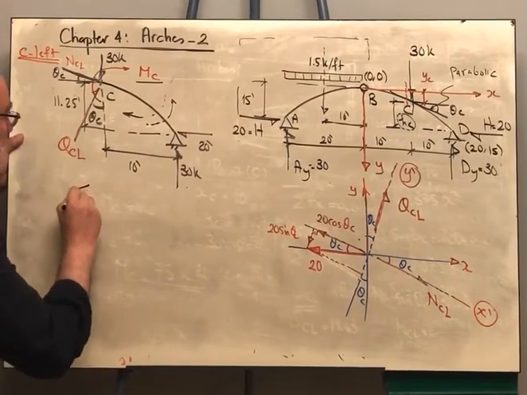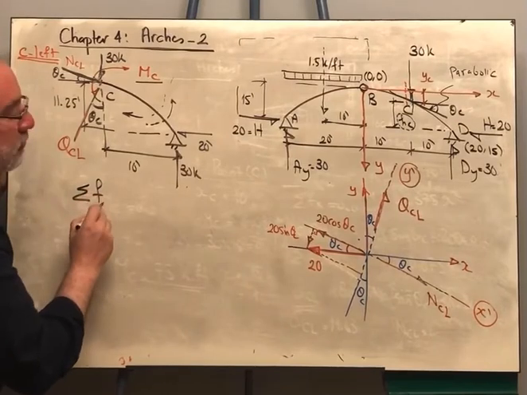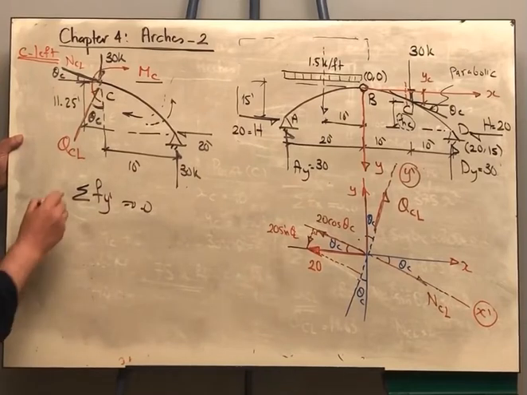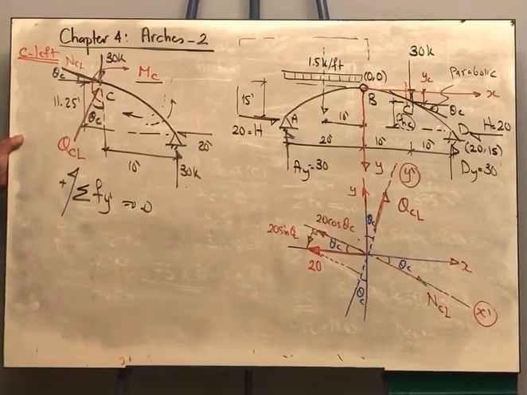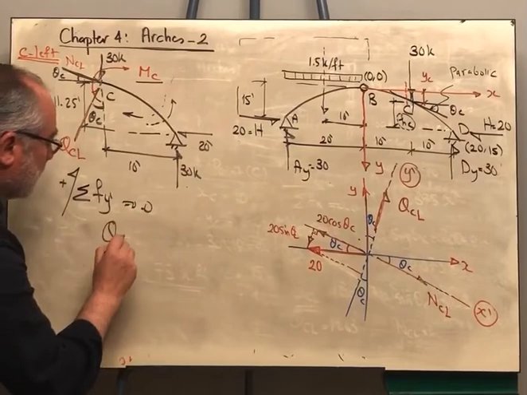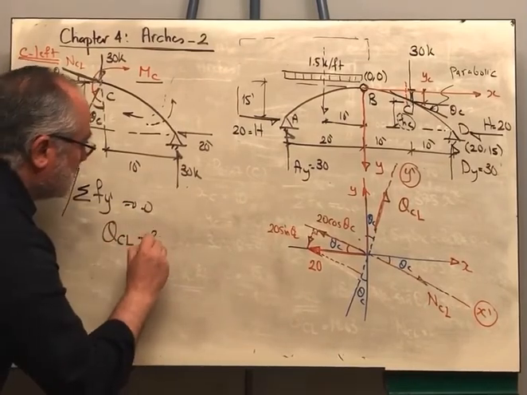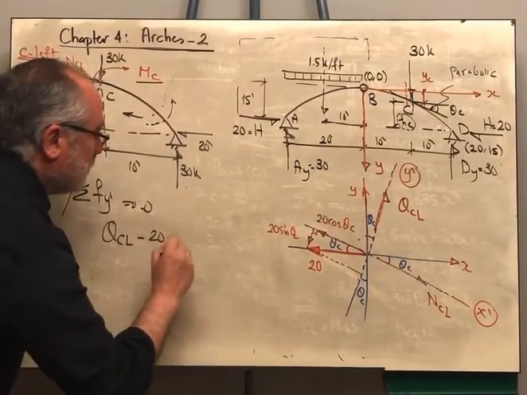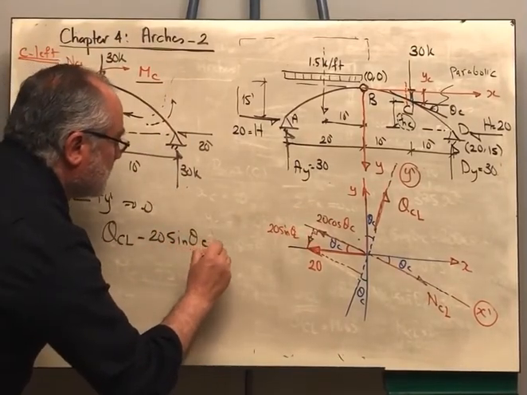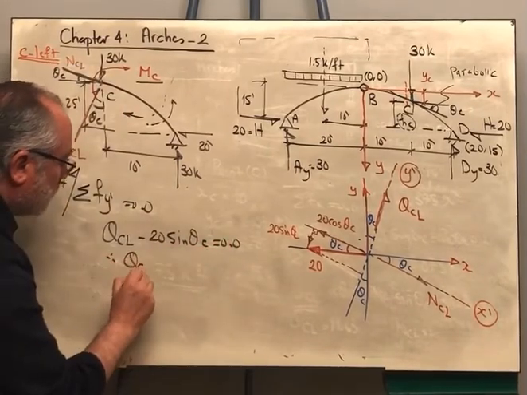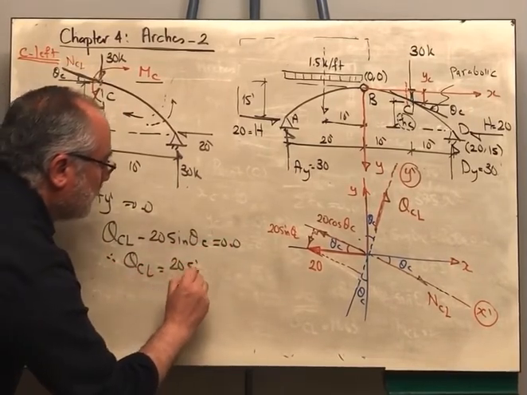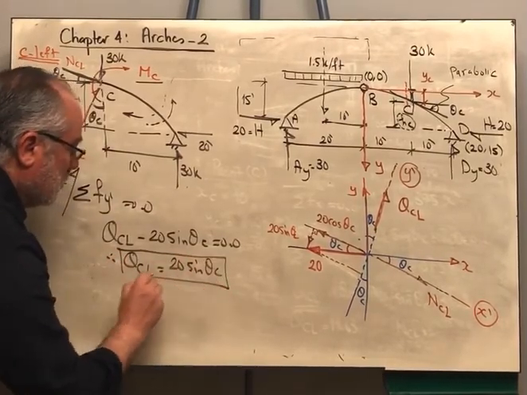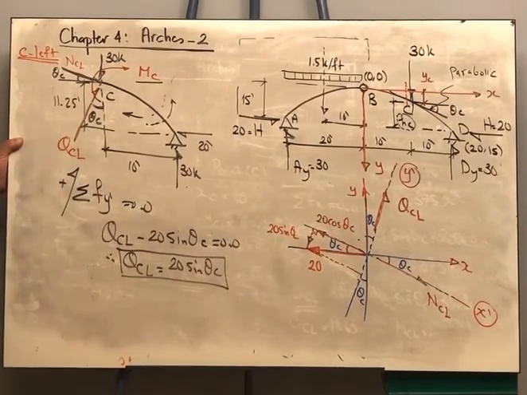I will say sigma Fy prime, the sum of the forces in the y prime direction, is equal to 0, and I will take this as the positive direction. Therefore I have QC left minus 20, because this is the positive direction, this force is negative, minus 20 sine theta c is equal to 0. Therefore QC left is 20 sine theta c. Finished. We don't have any other forces.